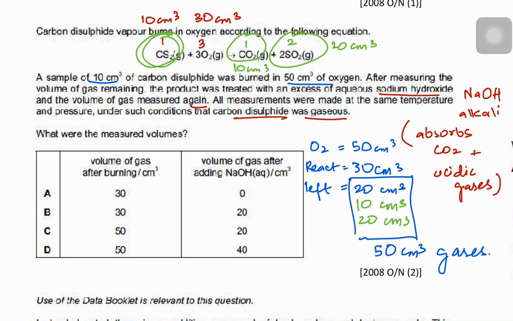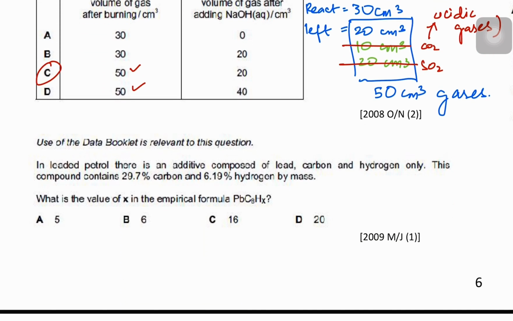Once you receive this 50 centimeter cube of gases, you should know that after treatment with sodium hydroxide, acidic gases are gone. So this carbon dioxide and this sulfur dioxide, they are gone because they are absorbed by the sodium hydroxide. So in the beginning you receive 50 centimeter cube, but after treatment with sodium hydroxide, all the product gases are gone because they are acidic. So you only receive 20 centimeter cube after treatment because oxygen is not acidic. It won't be absorbed by sodium hydroxide. So C is the answer.